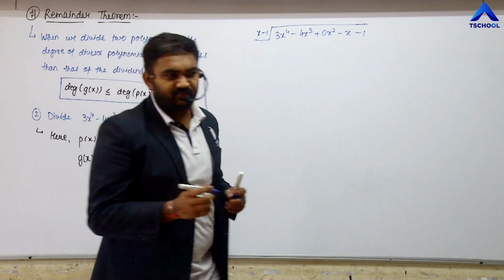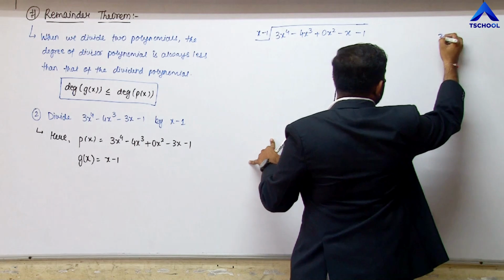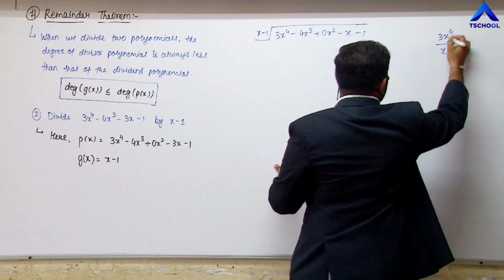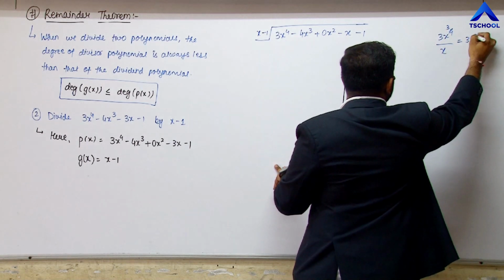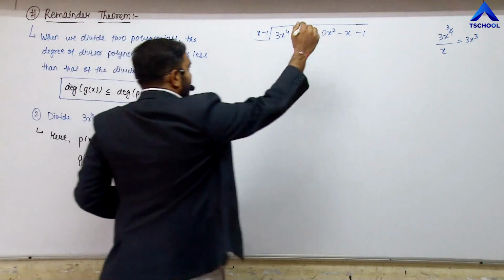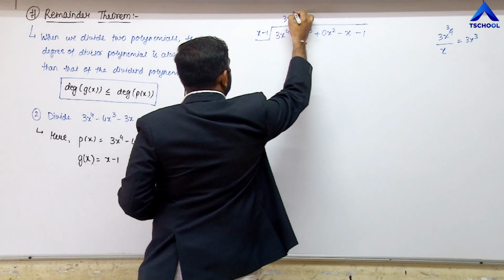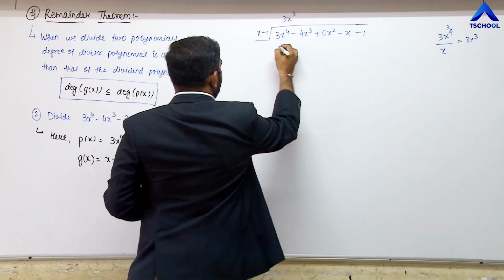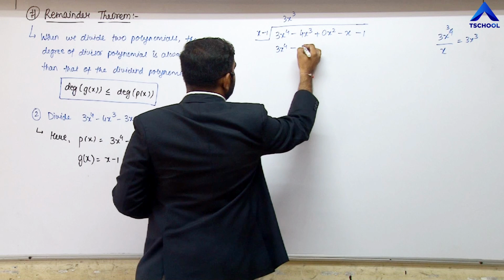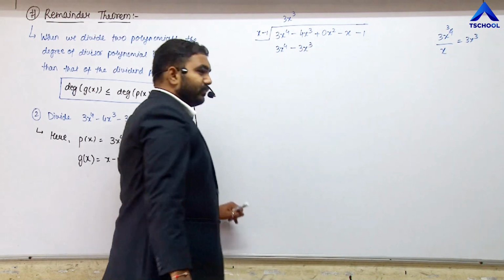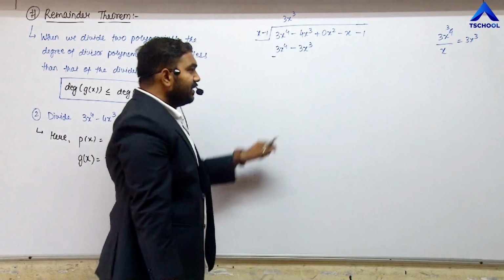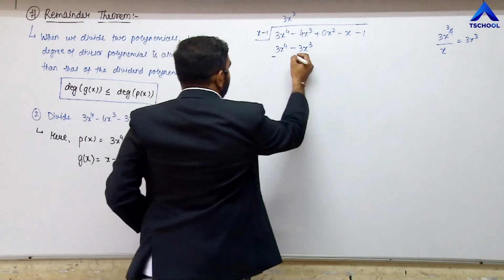Friends, as I discussed, we are going to make the first term same. So the first term here in dividend is 3x raised to 4 divided by x. So if I cancel x, that gives me 3x cube. So we are going to multiply the divisor polynomial by 3x cube. 3x cube into x, that is 3x raised to 4, plus 3x cube into minus 1, that is minus 3x cube. Now check what is the sign here, plus, so we shall put a minus over here. Check what is the sign here, minus, so we shall put a plus.